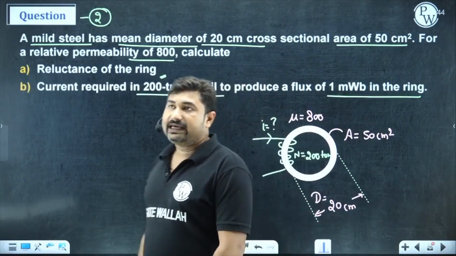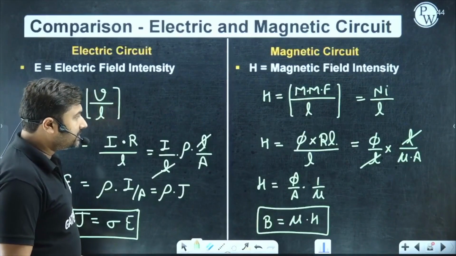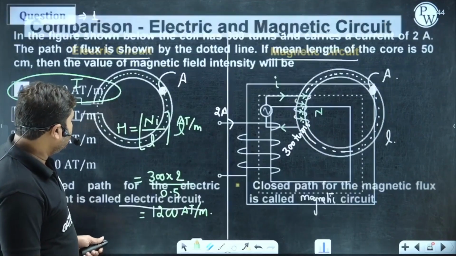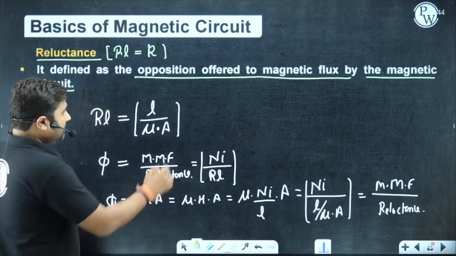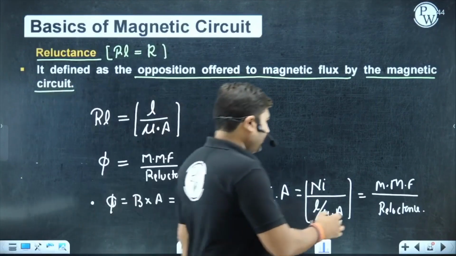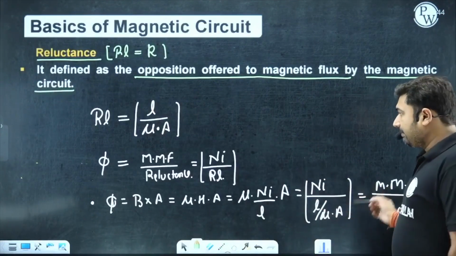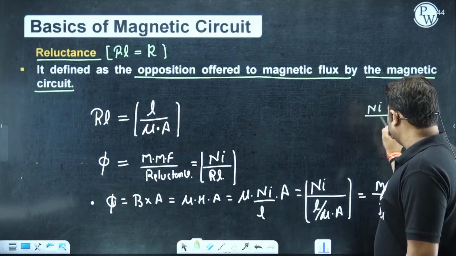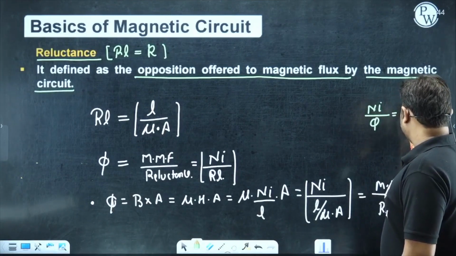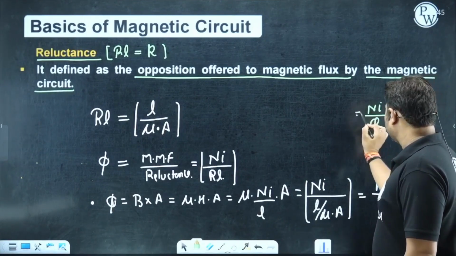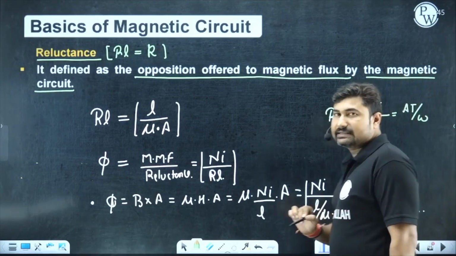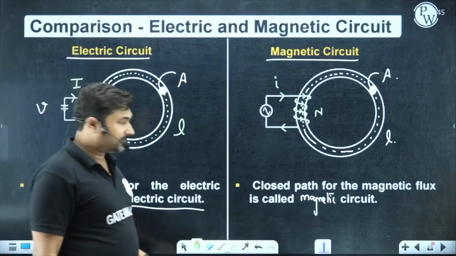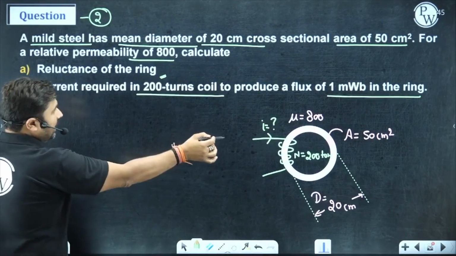Reluctance unit is Henry inverse. Please observe, reluctance is MMF upon flux. MMF is N into I, divided by flux phi. So this is ampere turn per Weber. You can also represent the reluctance as ampere turn per Weber or Henry inverse. Henry inverse is also the unit of reluctance. Is it okay? How to calculate the reluctance?